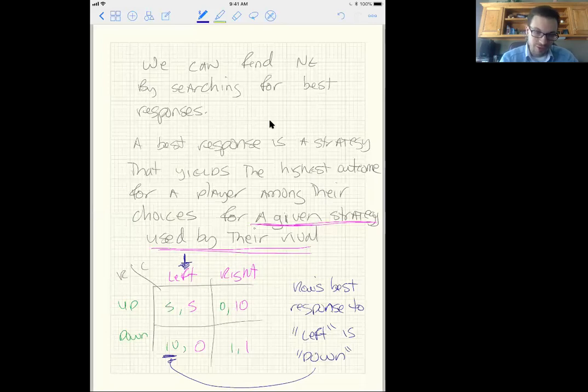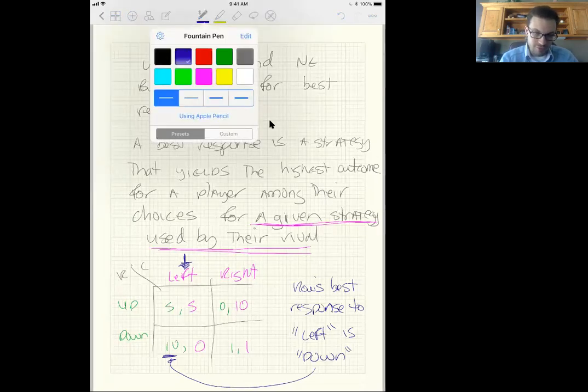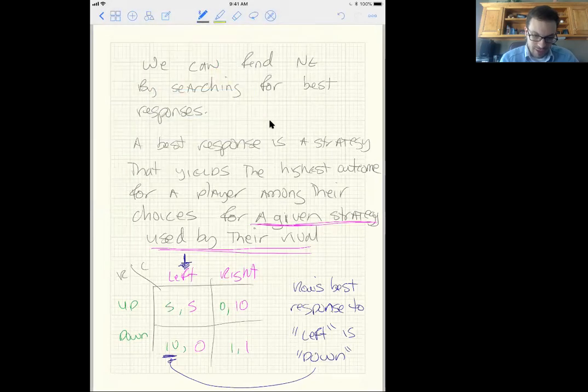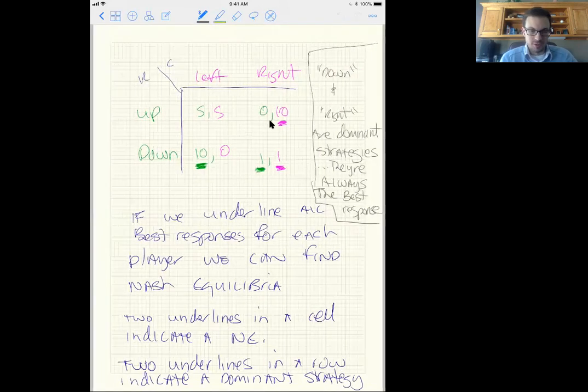So let's go ahead and find that. Let's have column player choose right instead. Suppose column player chooses right. What's row player's best response? Well, by choosing up, I get 0. By choosing down, I get 1. Actually, it turns out row player's best response to right is down as well, right? Okay. So I've gone ahead and I've solved this game, actually.